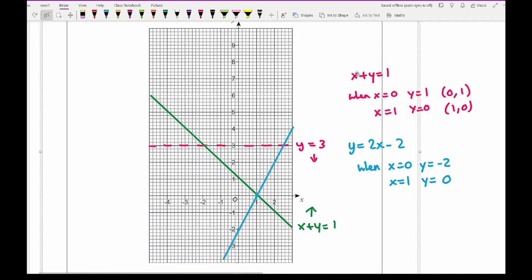Like so, and let me just label that line as y equals 2x minus 2, and so we want above that line, so the region R is going to be this region here, and again shading is going to be optional.